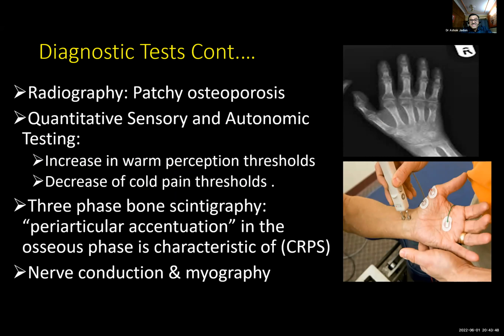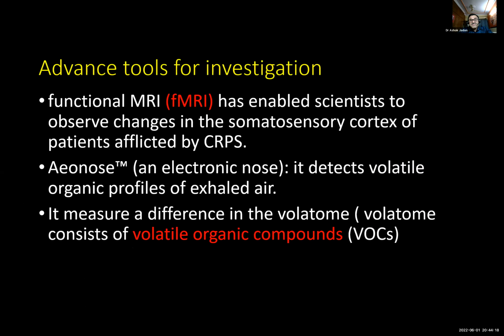However, the bone scintigraphy, which is also included in the current diagnostic tools, is very helpful, particularly if we find periarticular accentuation occurring in the osseous phase. It is not pathognomonic, but it definitely says that the patient may be suffering from CRPS. Similarly, nerve conduction and myography just help show whether there is a nerve compression or injury. But two advanced tools are really quite helpful.